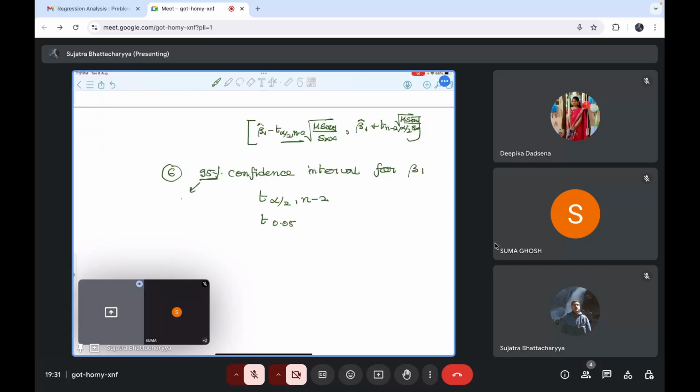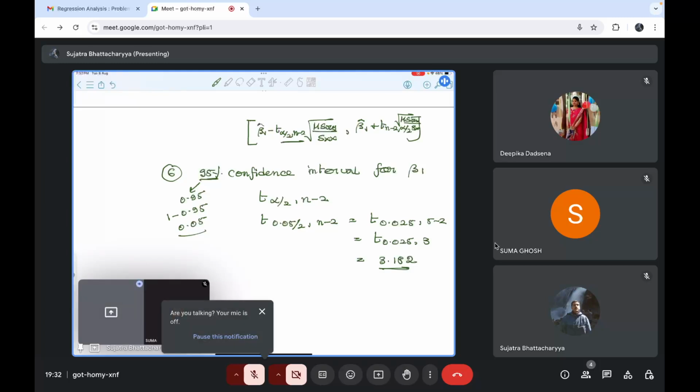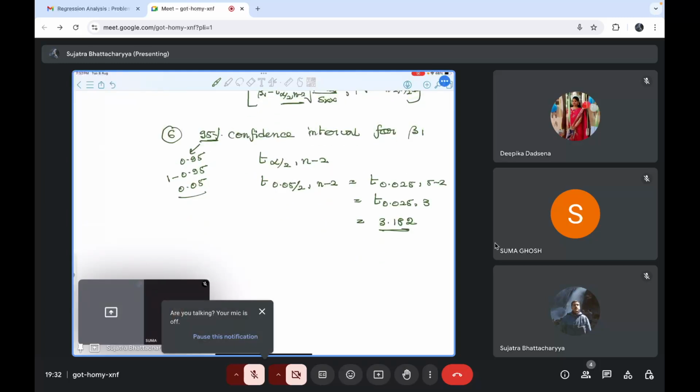1 minus 0.95 is the significance, so it becomes 0.05. So alpha by 2 comma n minus 2 means t of 0.025 with n minus 2, which is 5 minus 2, so t of 0.025 comma 3. We have already estimated this. This is about 3.18. So this t we have already found based on the 95% confidence interval. Now we know beta 1 hat, which is 12.21.